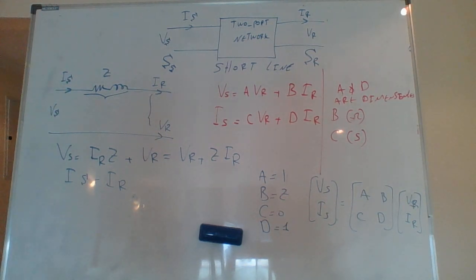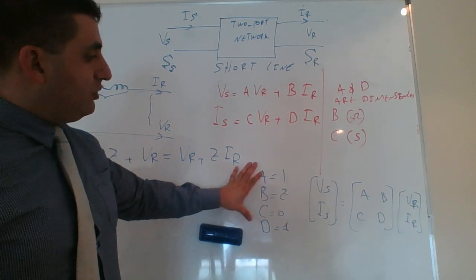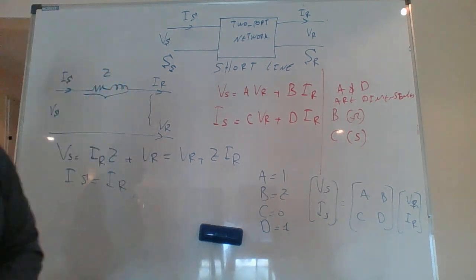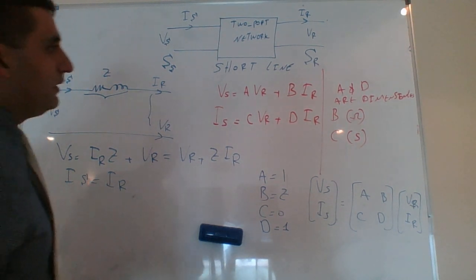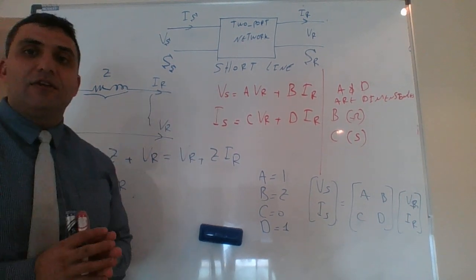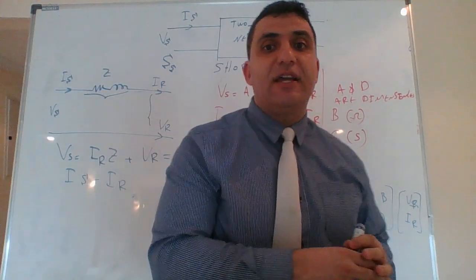So for a short line, I've already determined A, B, C, D for my network by using KVL and KCL. Let's take a moment to digest this information, and we can now solve an example together.